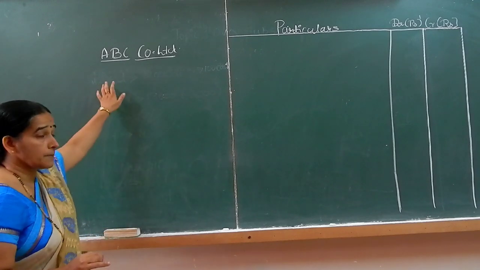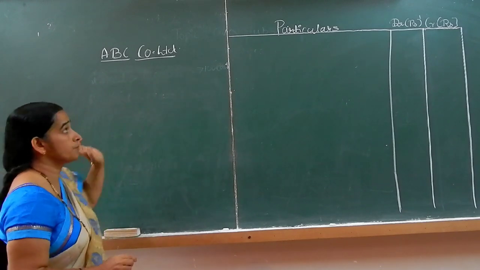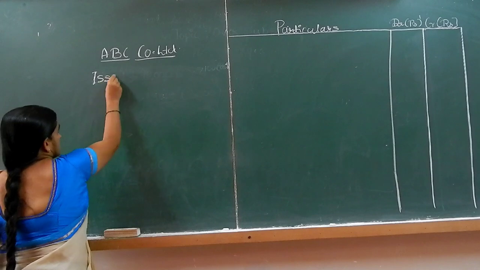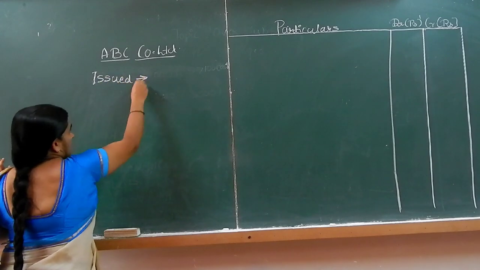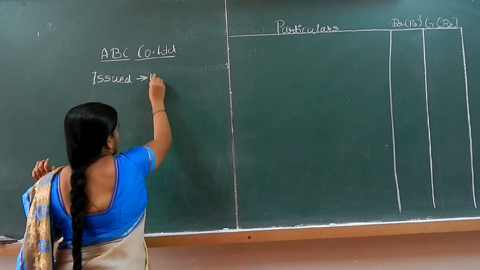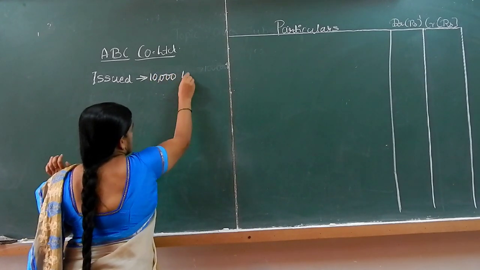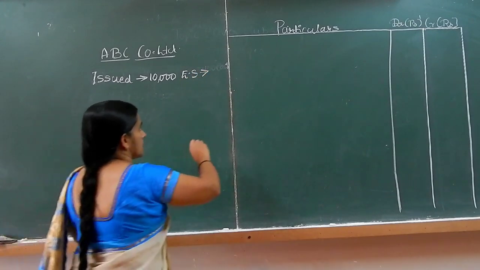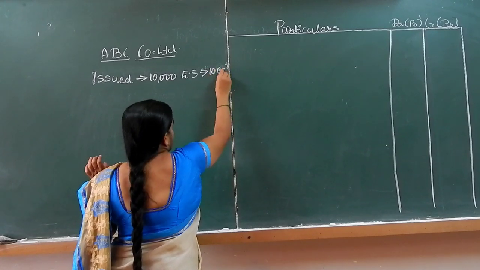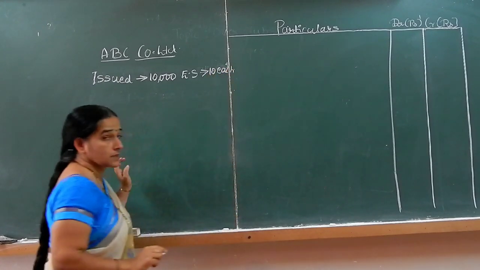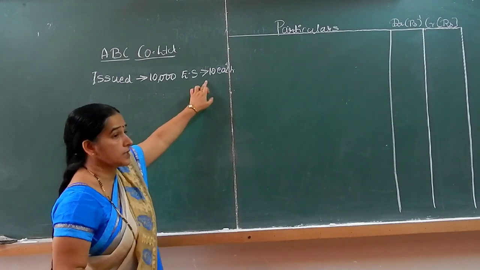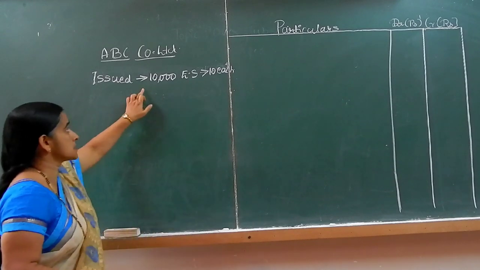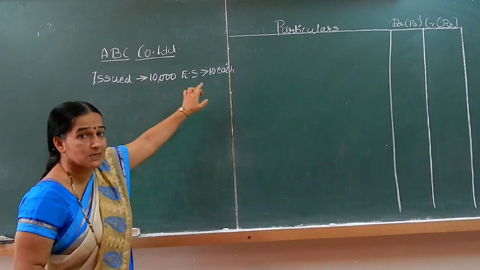ABC Company Limited issued 10,000 equity shares of rupees 10 each. So 10 is the face value. The company is ready to issue 10,000 shares of rupees 10 each.